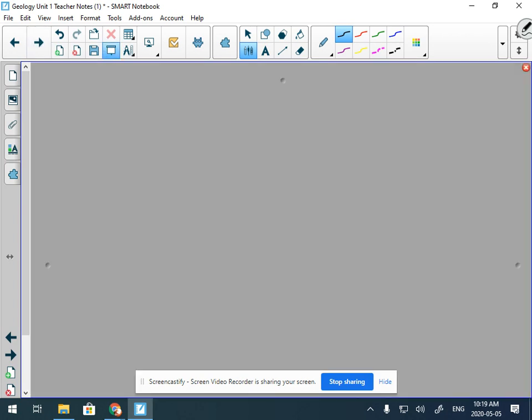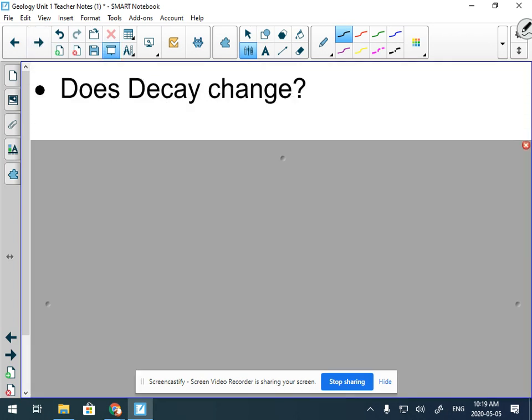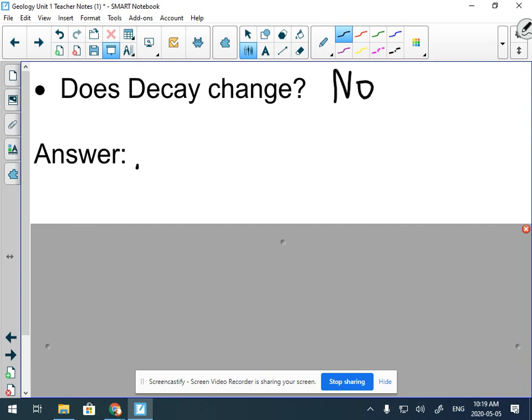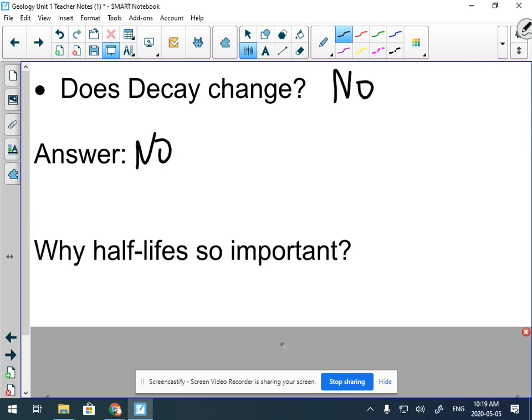It's very cool. And does this ever change? And the answer is no, not really. This radioactive decay is really accurate. So why are half-lives important?